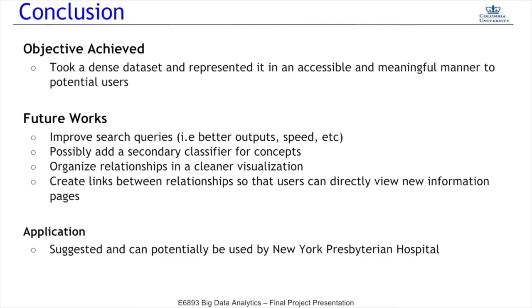Moving forward, possible ways to build on this project are to improve the search queries, possibly through adding a second classifier for concepts, organize the relationships in a possibly cleaner visualization, and create links between the relationships so that the users can see the UMLS information pages or other information pages that are relevant. This project will be suggested and can potentially be used quite soon by the New York Presbyterian Hospital.